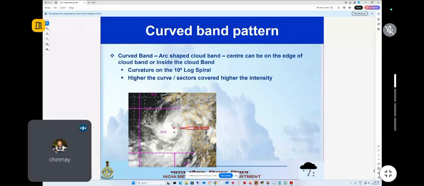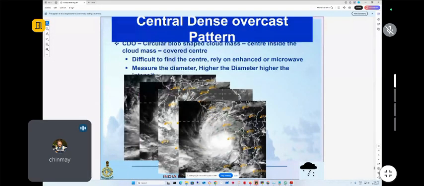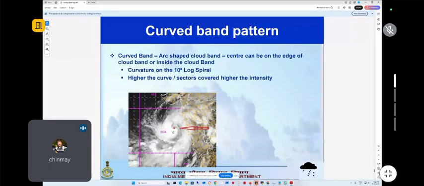On the left you can see the cloud mass was more or less circular, right? Here also it was more or less circular, but now here if you see, this is a comma shaped or curved band pattern. Here, as the name suggests, there is a cloud band which is appearing curved, so it is called curved band. The center is somewhere in this region and it is not covered by thick white clouds on all the sides. Rather, you are able to see that the band of cloud is curved. So whenever there is such a feature, that is called curved band pattern.